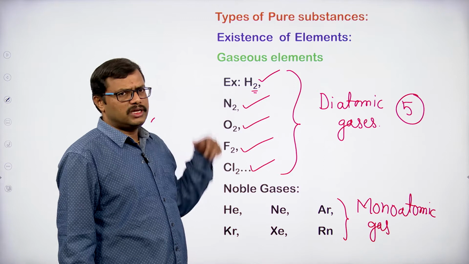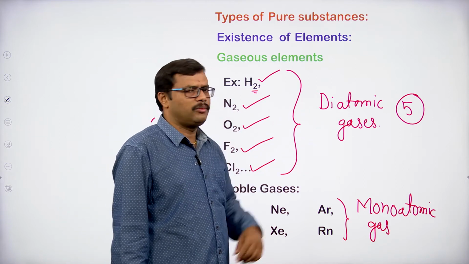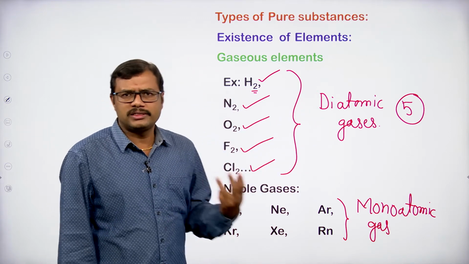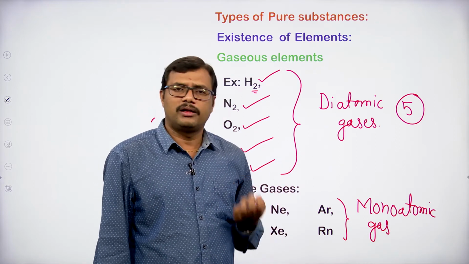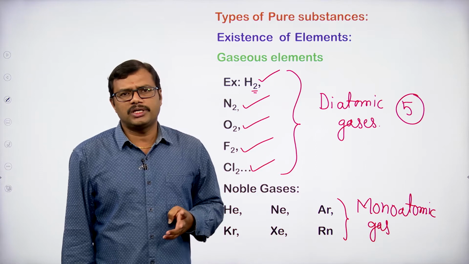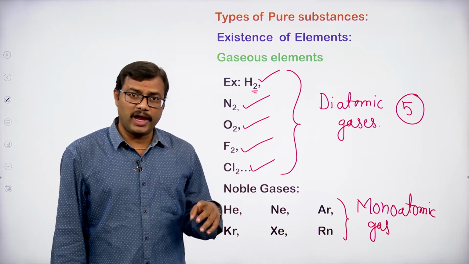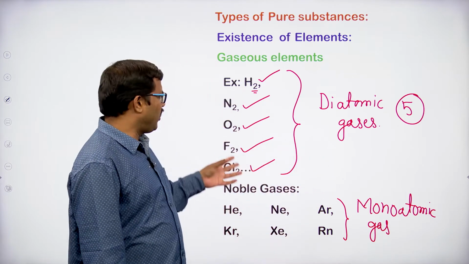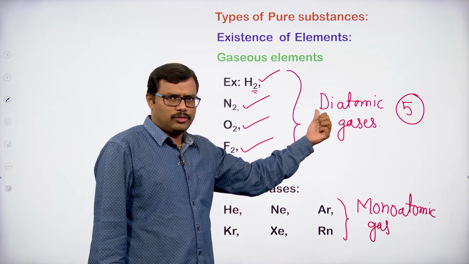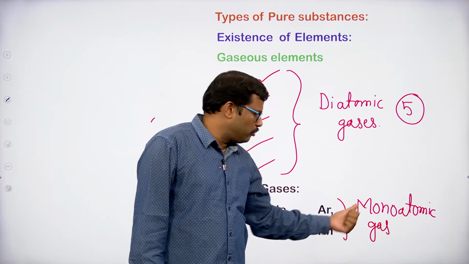These elements exist in nature with 2 atoms, so they are called diatomic. If any element exists in nature with 3 atoms, it is called triatomic. If 4 atoms are present, we call it tetraatomic. If 8 atoms are present, we call it octaatomic. So the number of atoms present decides whether we call it diatomic or monoatomic.